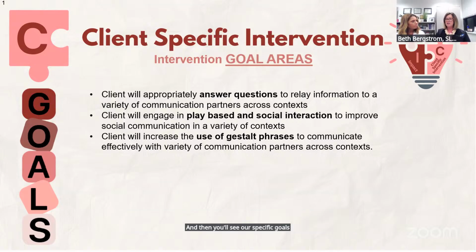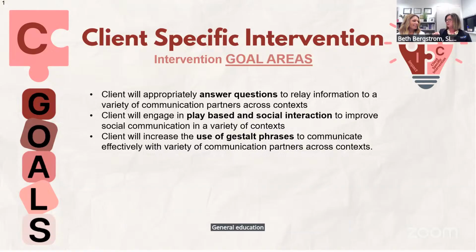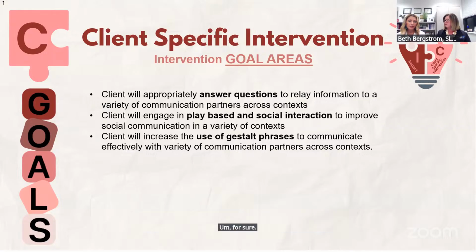And at age 7, was he in first grade? He was in first grade at this point. Okay, so starting to do more structured stuff in the classroom. And do we remember, I was going to ask, if he was general education and he didn't have a one-on-one aide that I recall? No, and he had some pull-out services. I know for some reading instruction, for sure, that was on his IEP. He was getting some pull-out for that. Okay.